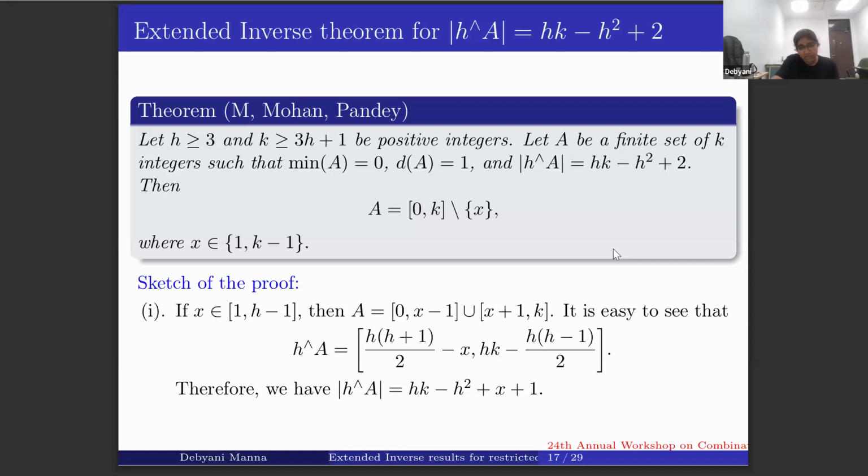In this particular case, this also shows that for different choices of x, like if we choose x like 2, 3 or something else, then we'll have different cardinalities. Like h cap a would be like hk minus h square plus 3, 4 and so on. So it actually shows that for different cardinalities of h cap a, there exists some a.